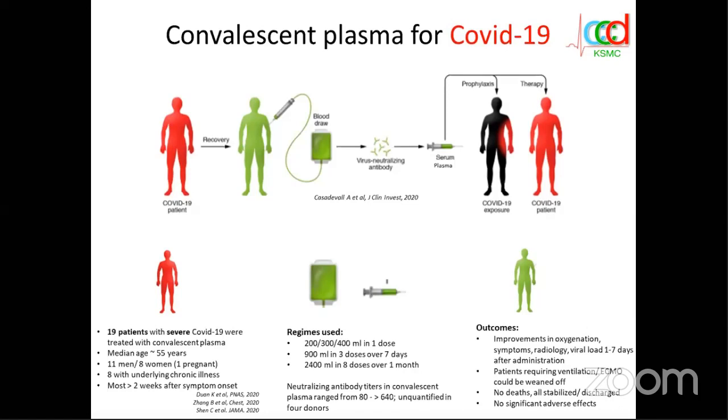This patient was on ECMO, and after the patient received convalescent plasma, was weaned from the ECMO. In this study there were no deaths, and the patients were stabilized and discharged with no significant adverse effects. So these are very good outcomes from this study. And they used 200 ml, 300 ml and 400 ml.